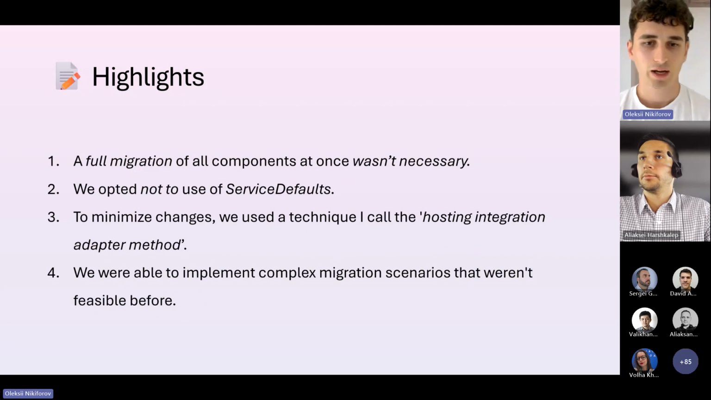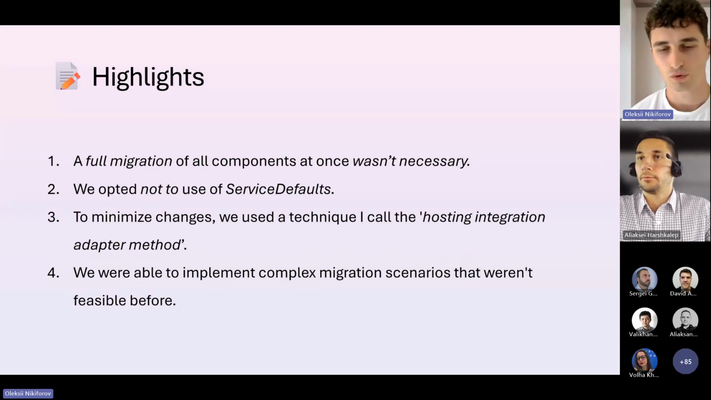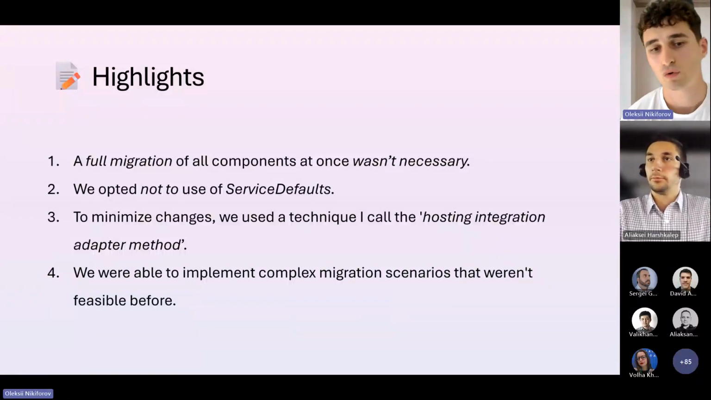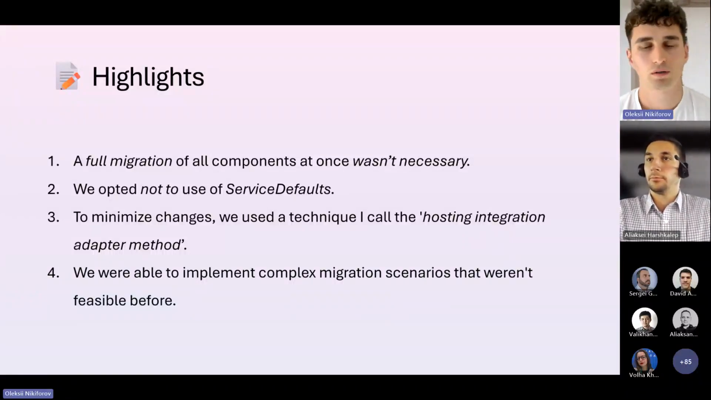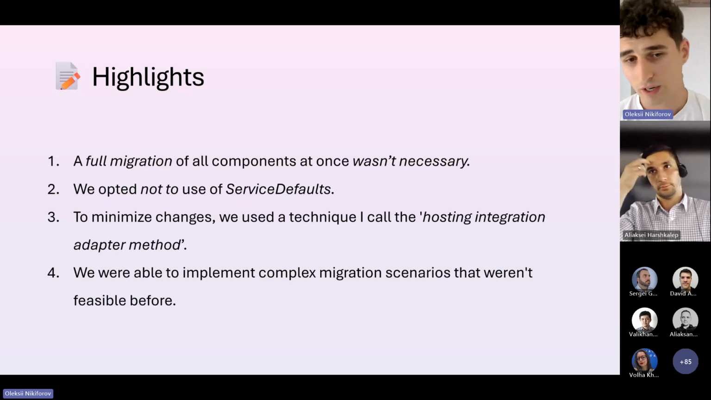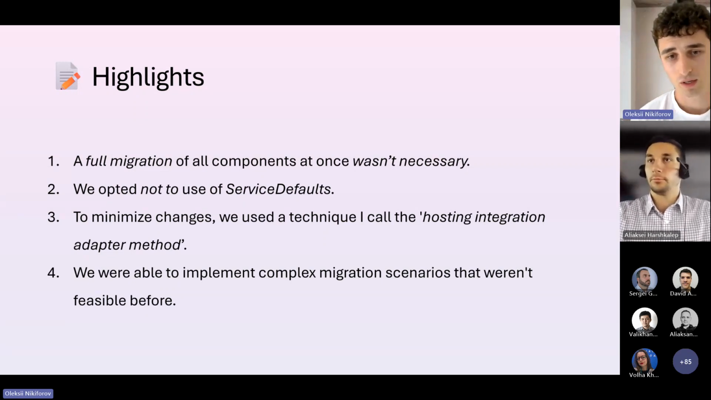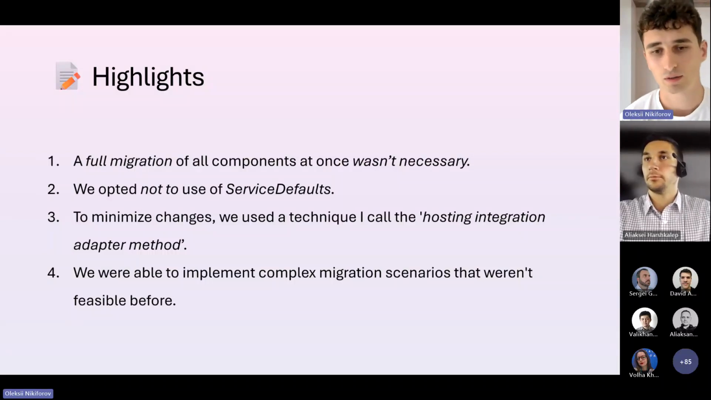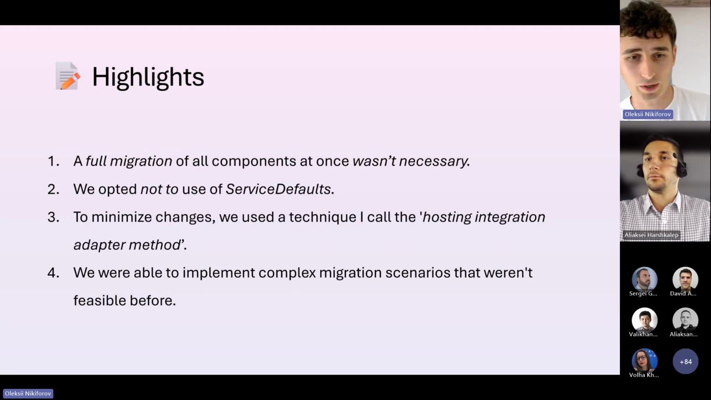The second highlight from this approach and from this lesson is that we don't really need to adopt all abstractions from Aspire. For example, I mentioned to you service defaults as a feature of Aspire. We didn't use it because we already have an existing solution. It would not be really suitable for us to include the service defaults and so on. So we just don't use it, and it's fine. We find an alternative way to do it.